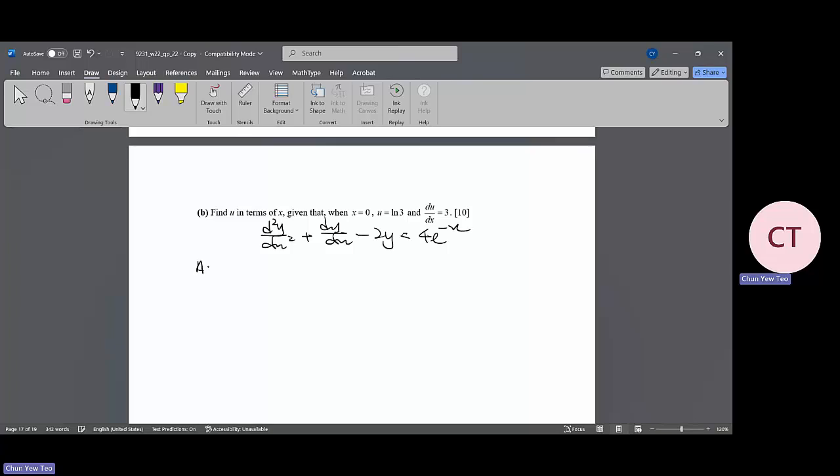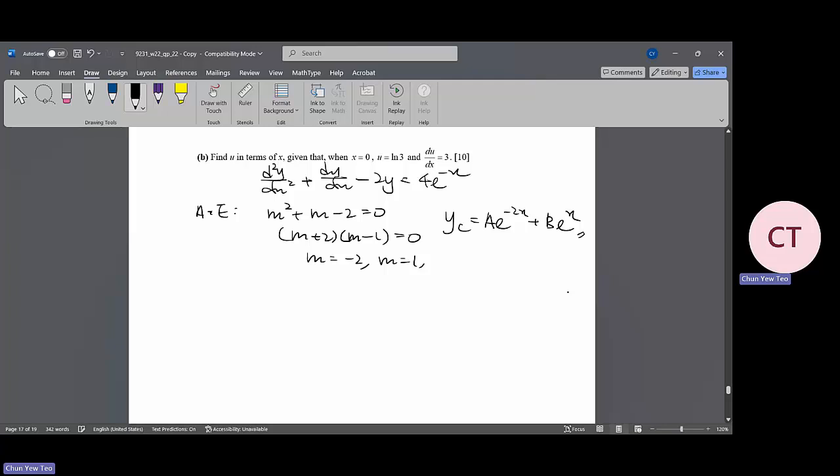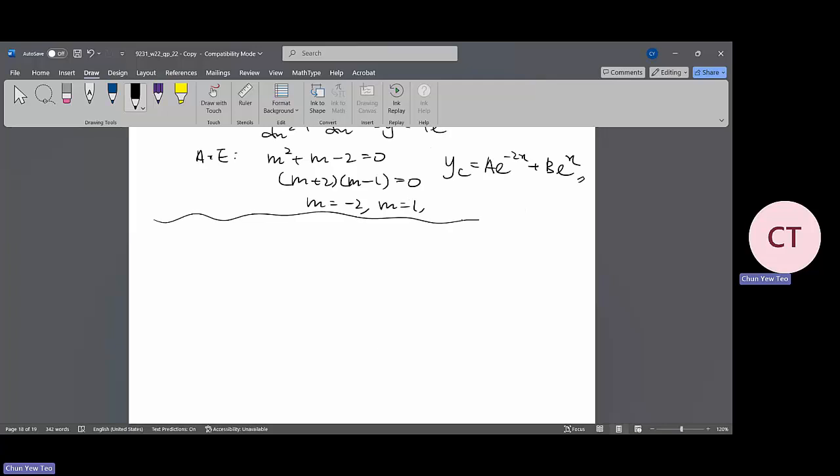So we use the AE, auxiliary equation, for the left-hand side. Then you factorize it: (m + 2)(m - 1) equals 0. Your m is equal to negative 2 and m is equal to 1. Then your complementary solution will be y equals Ae^(-2x) plus Be^x. That is your complementary solution. Now we go for the yp.